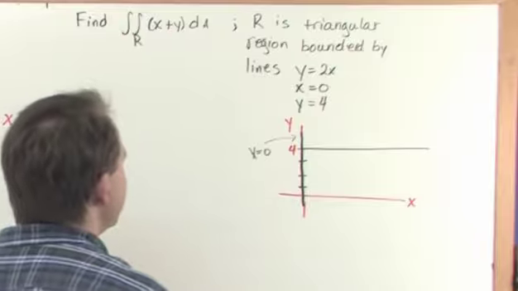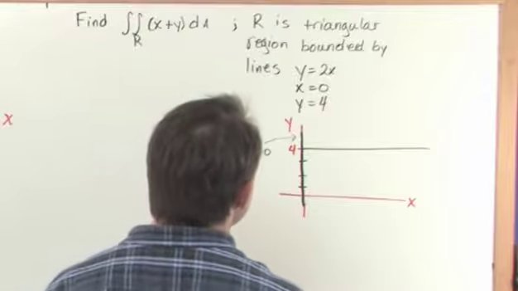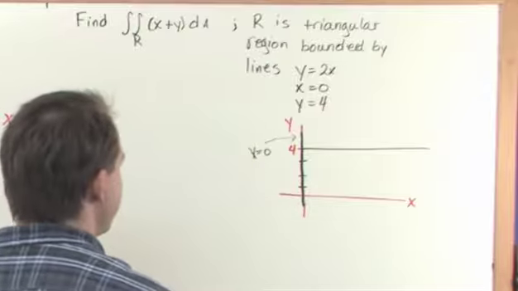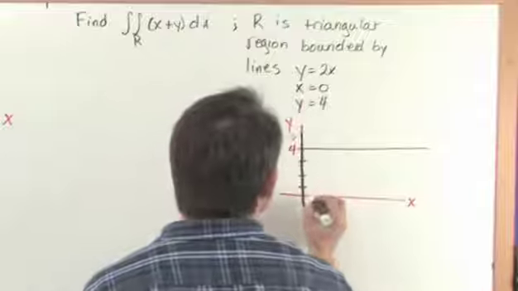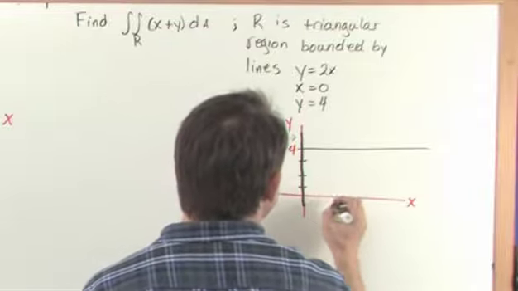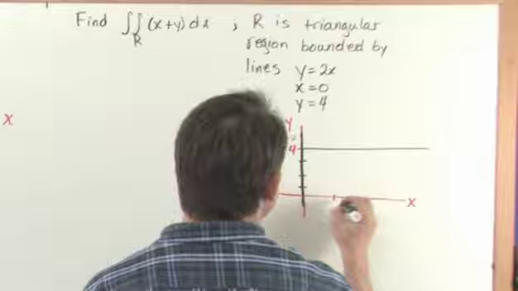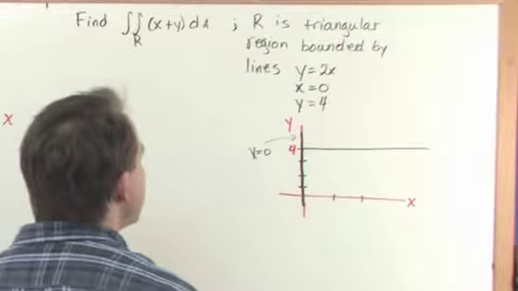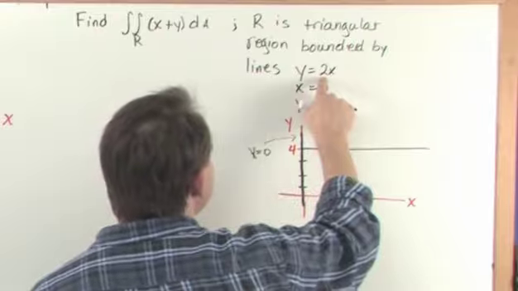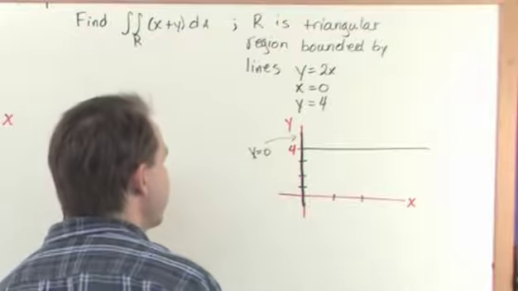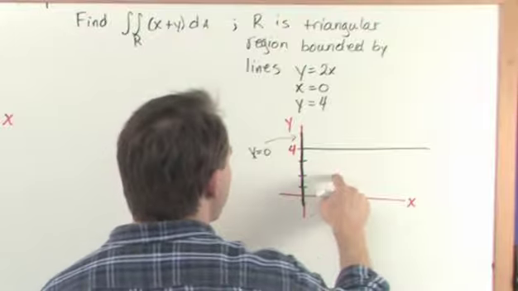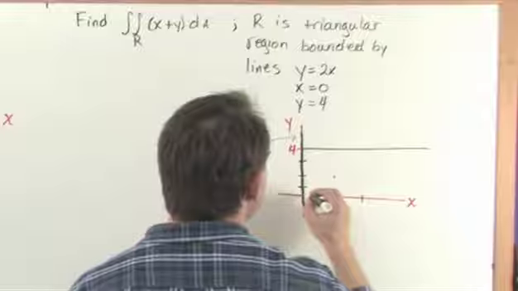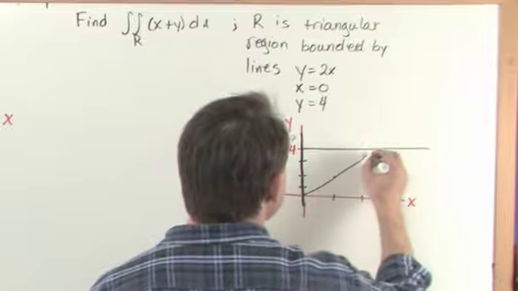y is equal to 2x. We know it's a line. We know it goes through the point 0, 0, and the slope is 2. So if this is, let's say, x is equal to 1, x is equal to 2, then the slope is going up 2 for every 1 over that it goes. So 1, 2 over 1. So it goes through this point here, and it might look something like this.